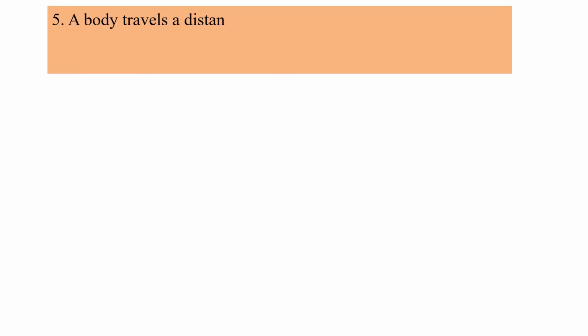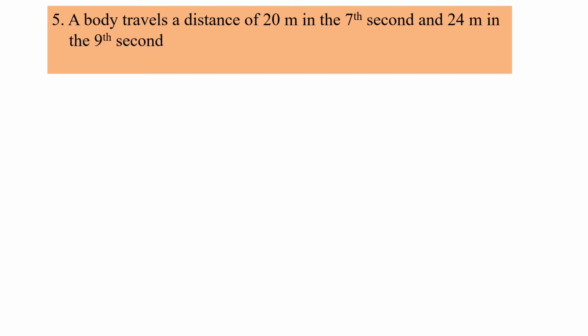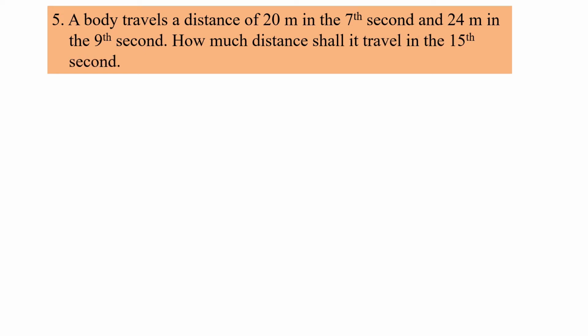A body travels a distance of 20 meters in the 7th second and 24 meters in the 9th second. How much distance shall it travel in the 15th second? Now let us go to the solution. Distance travelled in the nth second is Sn is equals to u plus a into n minus half. So in the 7th second, distance is 20 meters.